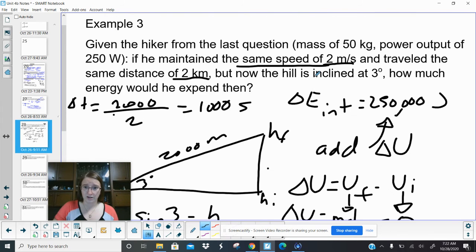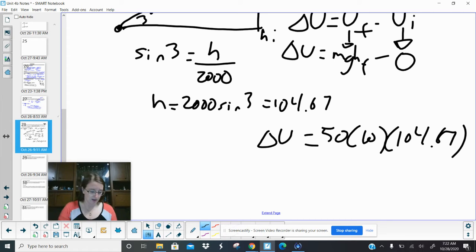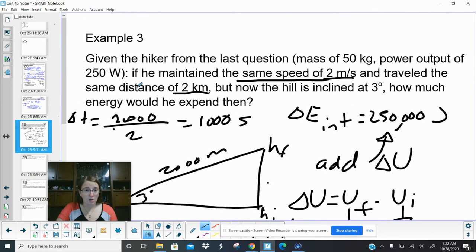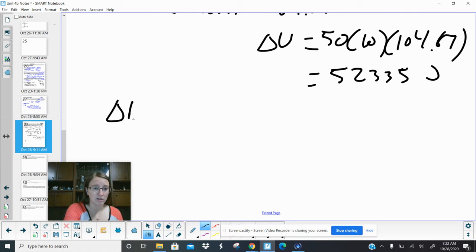Our mass of this hiker is 50 kilograms. Gravity is 10. Our height is 104.67. 50 times 10 times 104.67. We end up getting 52335 joules. So the energy now that he has to expend, we're actually going to add this.